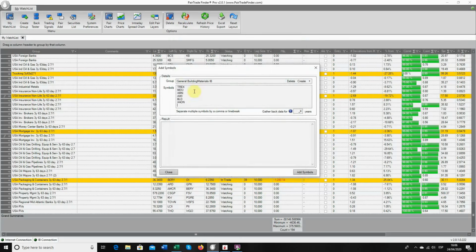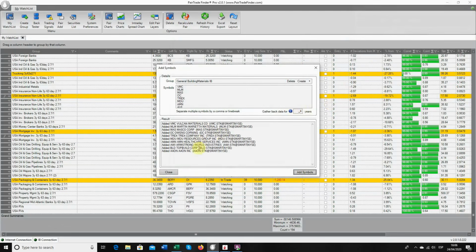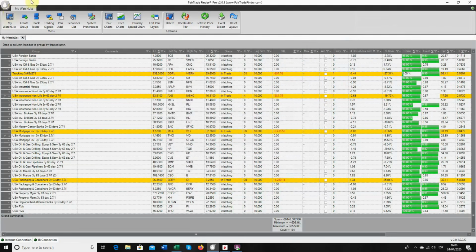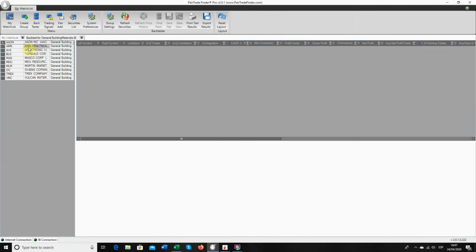Then we paste the symbols we've just copied into the Add Symbols section. We hit Add Symbols. And PairTrade Finder Pro is pulling from IB historic adjusted close data for the last 4 years on each one of these symbols. That's been done. We then go to the backtester and we find our group. And our group is called General Building Materials IB. We highlight that. We hit OK.